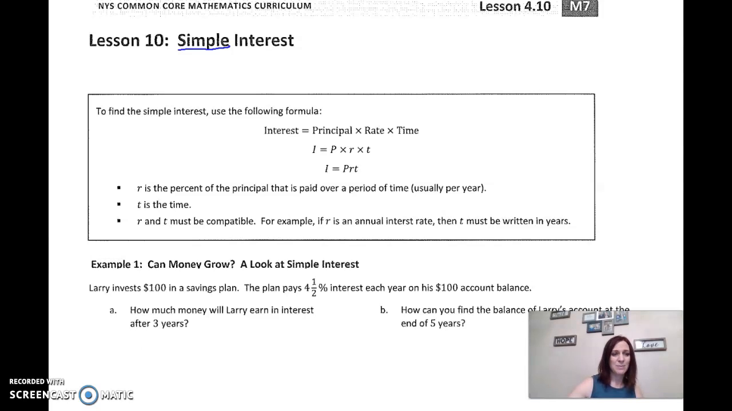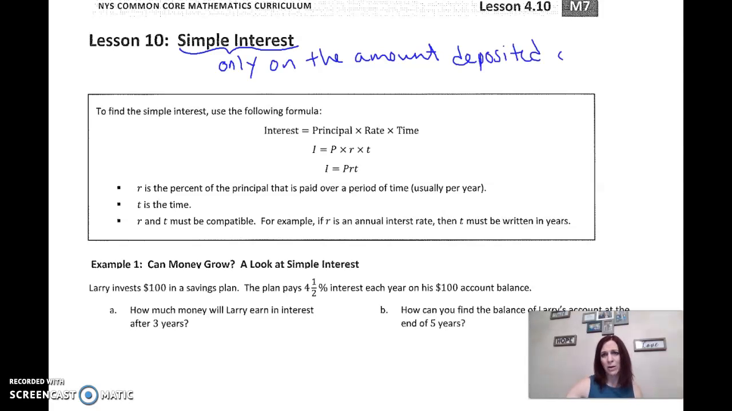Okay, and simple interest basically means we're only getting interest on the amount deposited, or borrowed. And I'll try to spell things correctly as always. So again, we're only going to pay interest. If I borrow $100, I'm only going to pay interest on that $100, not on any interest that accrues on it. So we have this formula right here.